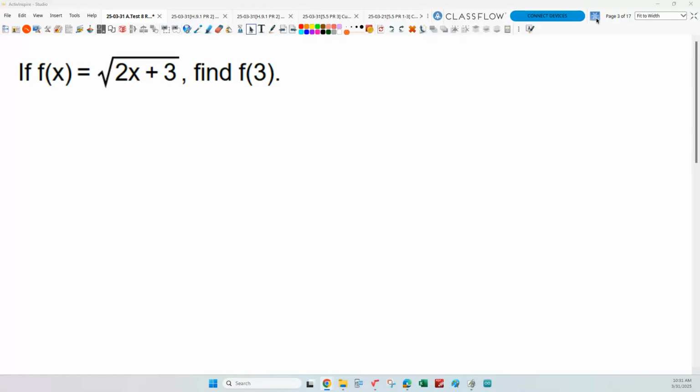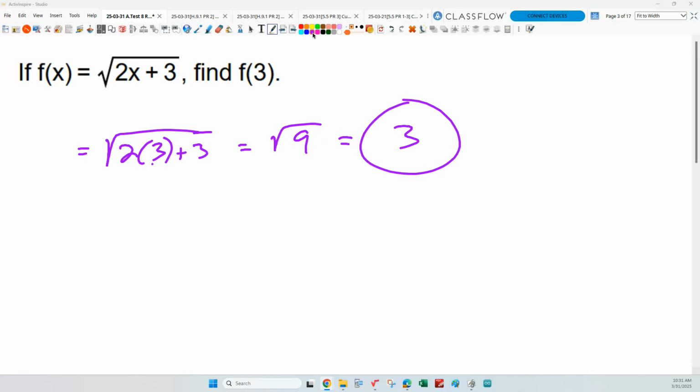Good. Remember, we talked about this at the beginning of the year, it's not f times 3 or something crazy like that. It's f of 3. We're just plugging 3 in for our x variable. That's going to give you 2 times 3 plus 3 inside there. What is 2 times 3 plus 3? That'd be 9. And what's the square root of 9? 3. So that's our answer, isn't it? Good.